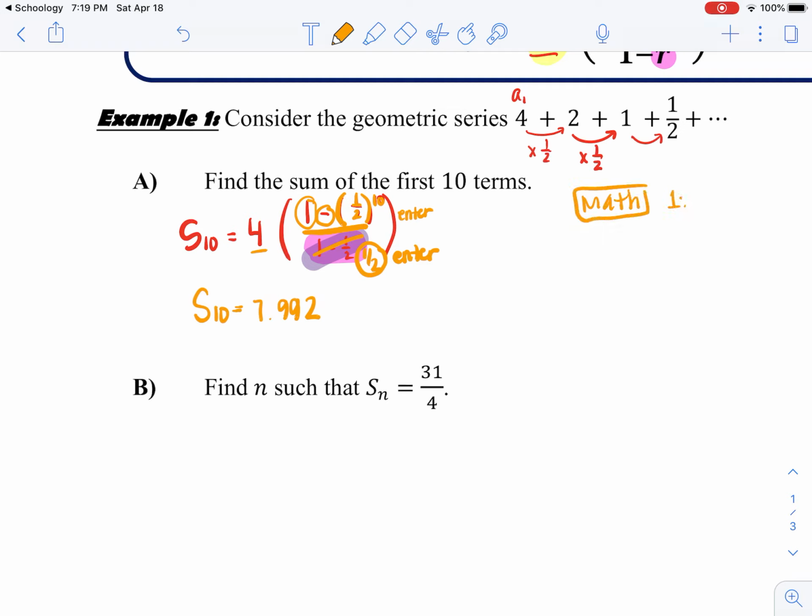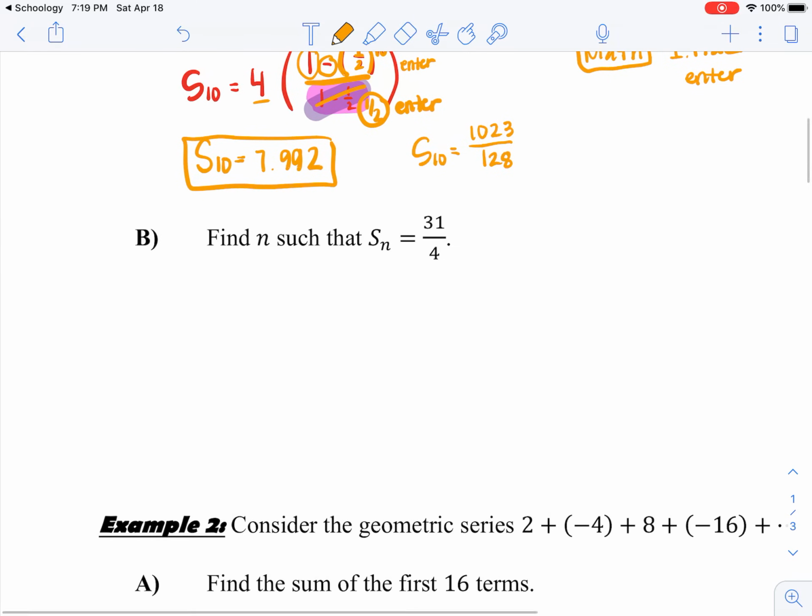The first option is fraction. If you hit enter, it will turn it into a fraction. So you can see that the sum of the first 10 terms is 1,023 over 128. It doesn't tell you how I want your answer, so either one's fine. Most people will just stick with decimal.